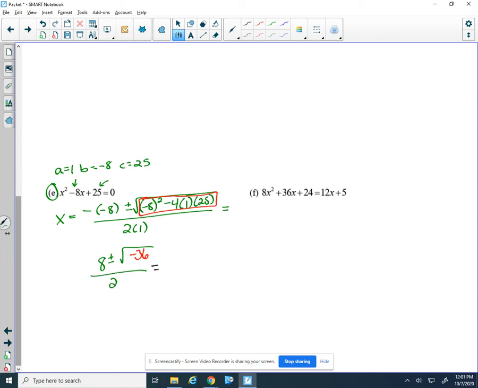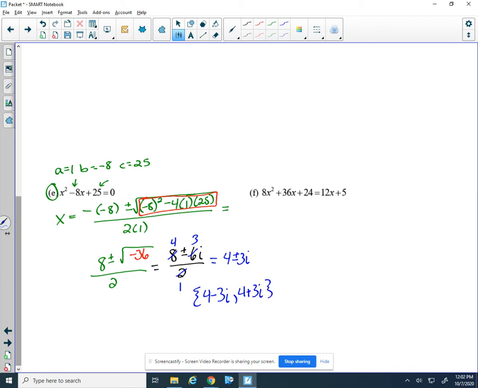So I notice 36 is a perfect square. I have a negative number, so I'm going to have an i there. So I end up with 8 plus or minus 6i over 2. Looking at those 3 terms, my common factor is 2, so I can divide each of them by 2. And my final answer is 4 plus or minus 3i, and on Delta Math, you would enter that as 4 minus 3i and 4 plus 3i in either order.